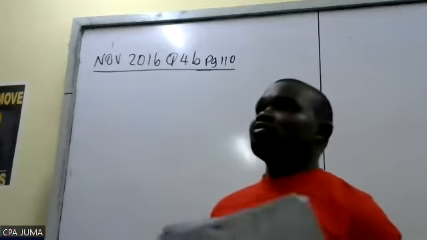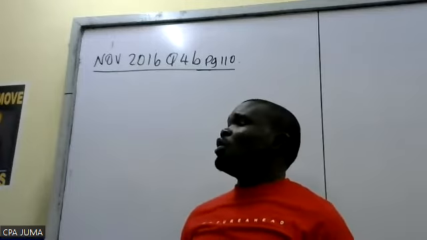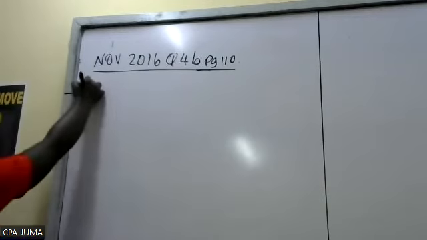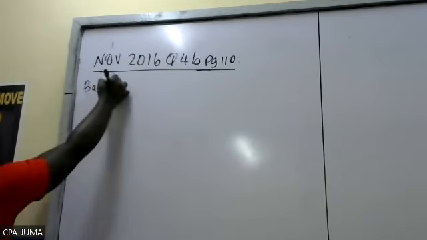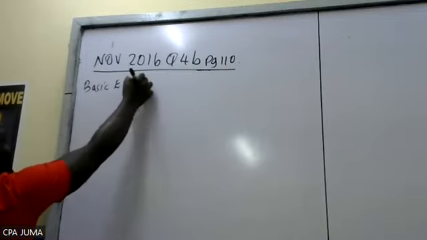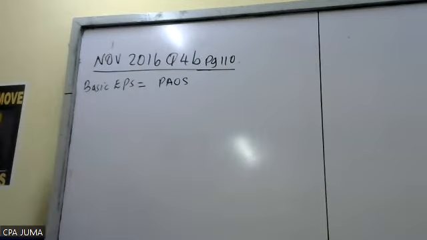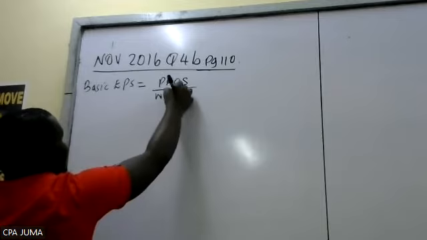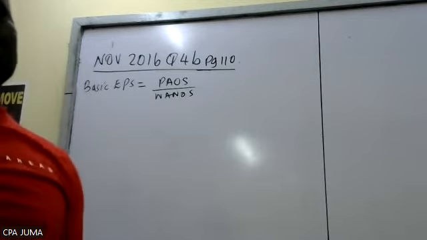Sawa. So, right there, basic EPS, the formula. Basic EPS is equal to profit attributable to ordinary shareholders divided by the weighted average number of outstanding ordinary shares.